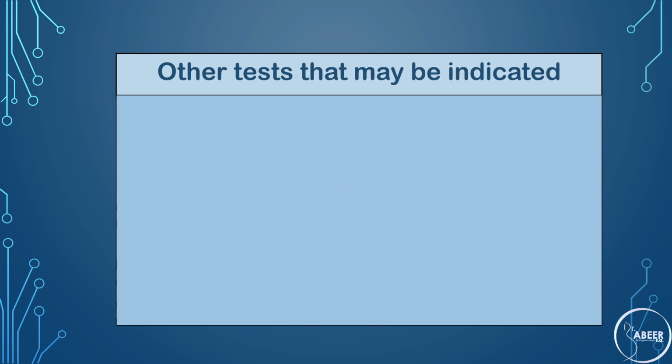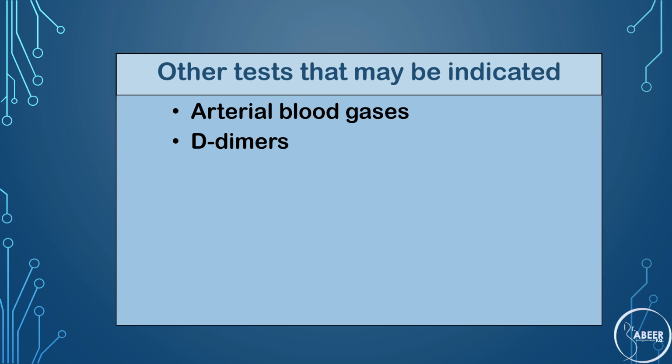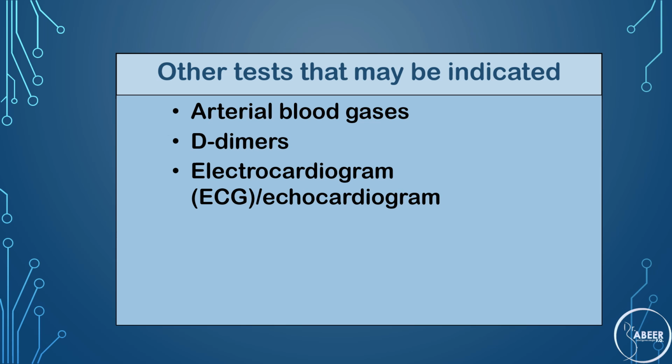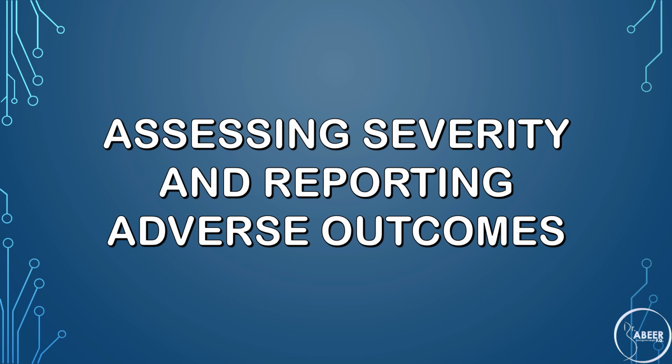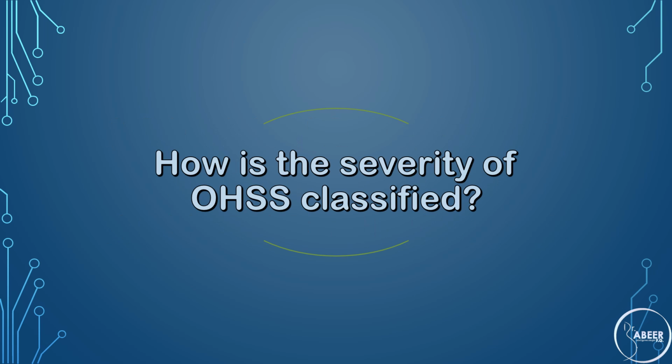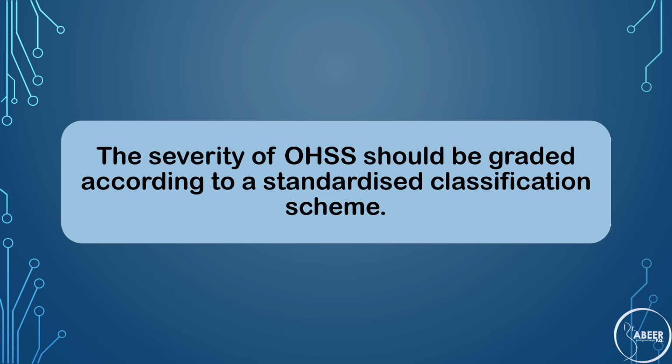Other tests that may be indicated: arterial blood gases, D-dimers, electrocardiogram, ECG and/or echocardiogram, chest X-ray, and computerized tomography pulmonary angiogram, or CTPA, or ventilation perfusion, or VQ scan. Assessing severity and reporting adverse outcomes. How is the severity of ovarian hyperstimulation syndrome classified? The severity of OHSS should be graded according to a standardized classification scheme.